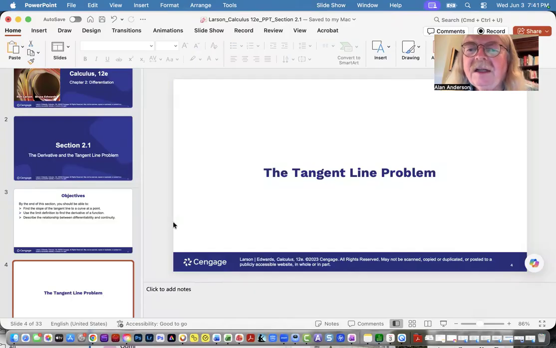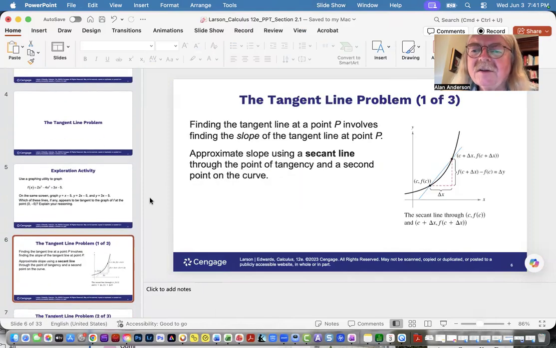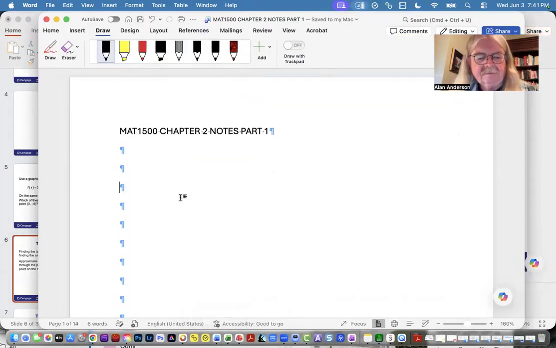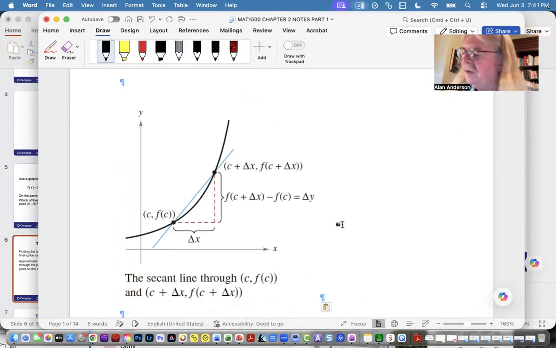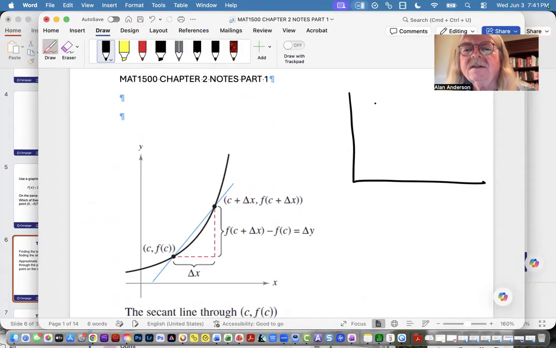All right, so we start out by taking a look at the so-called tangent line problem. And what they're going to have us do here is take a look at this graph. Let's copy this into the notes. Now, I do want to remind you that if you were to draw a line through a function that crosses twice, let's say we have something like this. Here's our function.